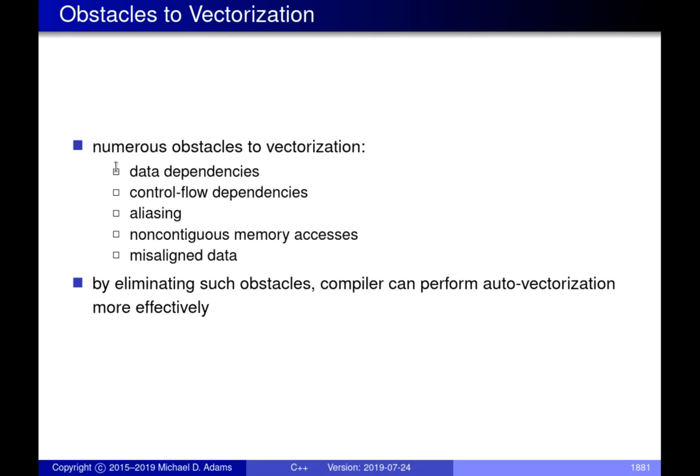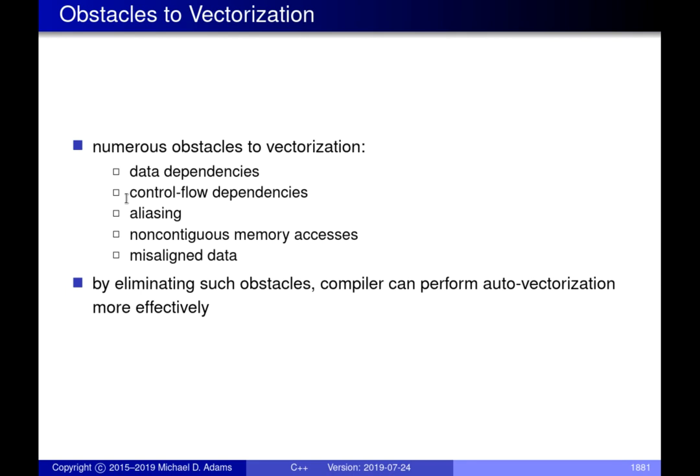Because of this, if there's dependencies between different iterations, in other words, some data from one iteration is feeding into another, like it's being written in an earlier iteration and then read in a later iteration, and we change the order things happen in, the value we read might not be the right one. So data dependencies can cause problems with respect to vectorization.